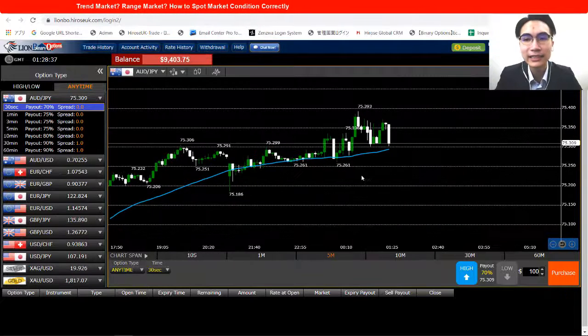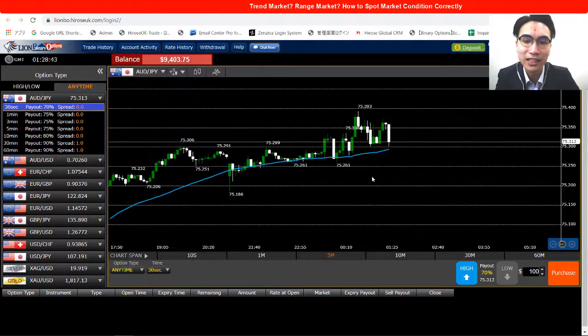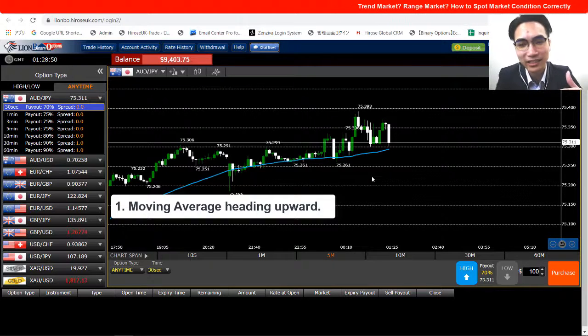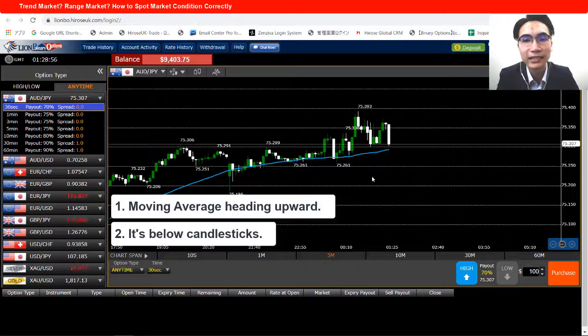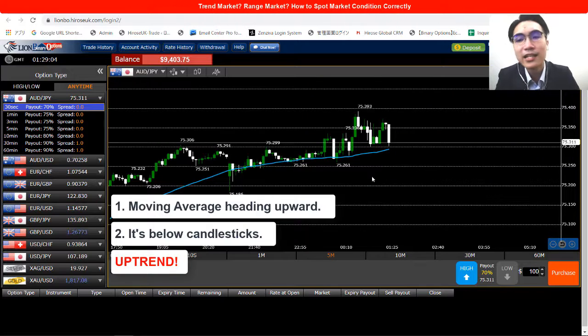So here you can see that a moving average is inserted into the chart, and instantly we can tell by looking at the chart that the market is in an uptrend, because the moving average is heading upward and is located below the candlestick. We can instantly tell that the price is in an uptrend, and then we will spot a purchase timing to go for high.